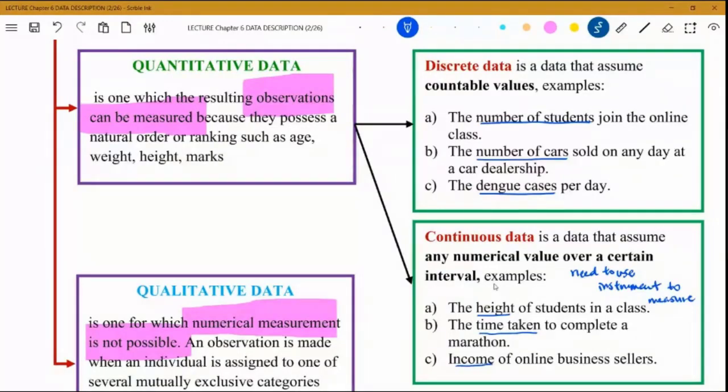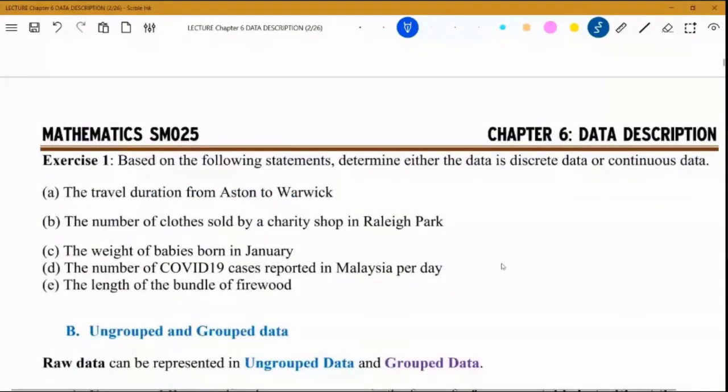Okay, so let's say this one, part A. Is it discrete or continuous? Key point adalah travel duration. So it's all about time taken. So we have continuous here. Part B. Discrete, good. So we have number of clothes, which we can directly measure or count. So this one is discrete. C, weight, which is continuous.